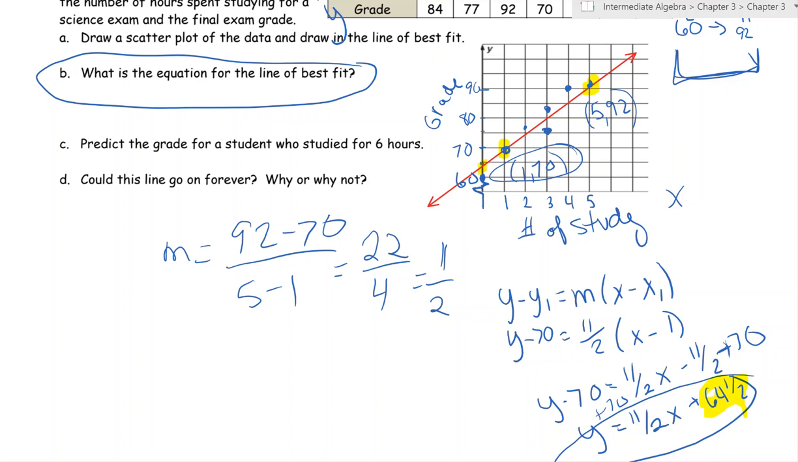And again, I can check that slope to see if it does indeed match up. So again, there's my equation using point slope. Y equals 11 halves x plus 64 and a half.